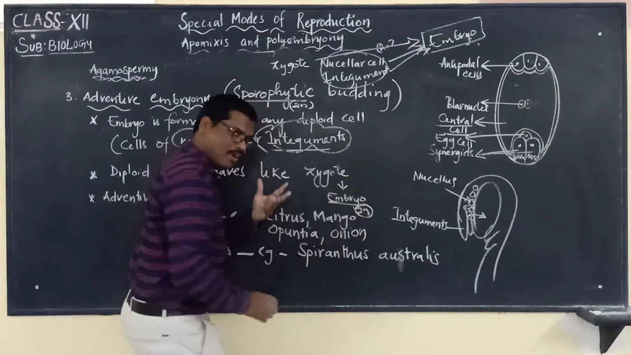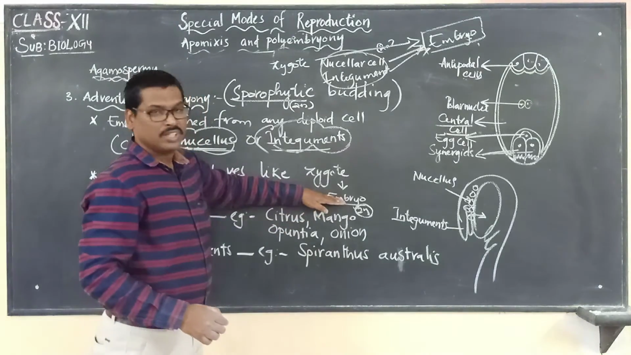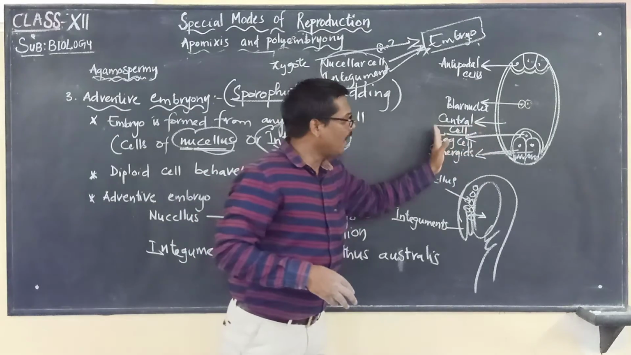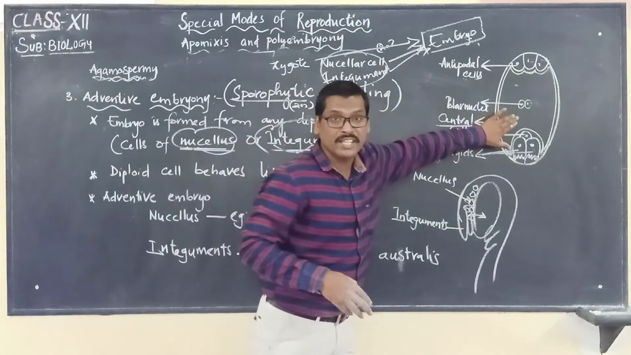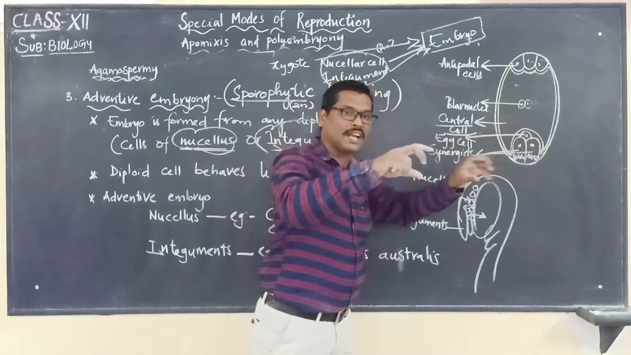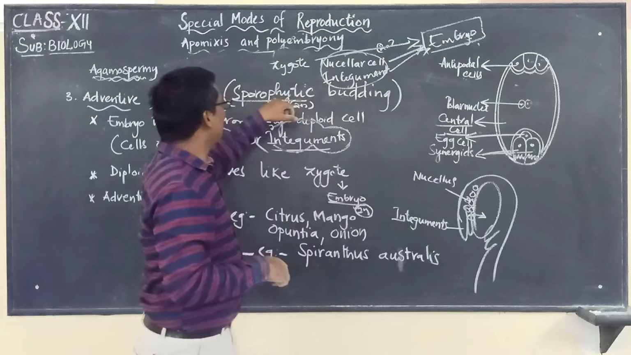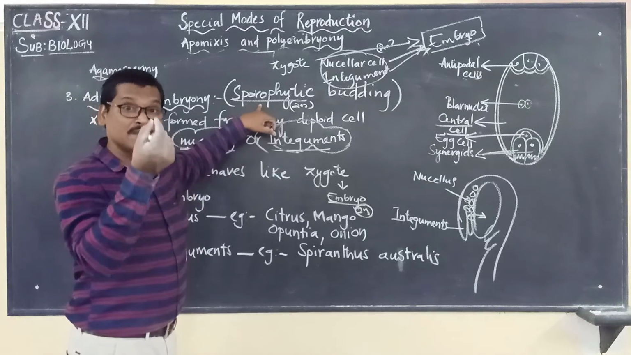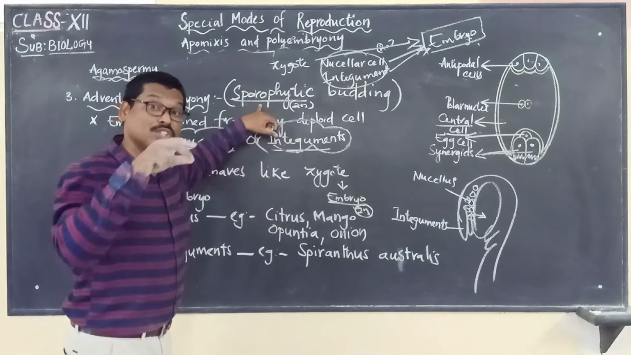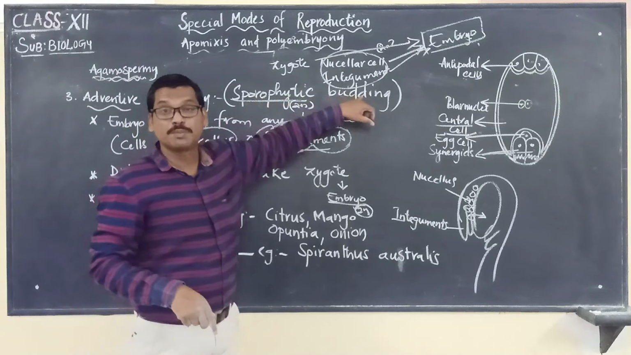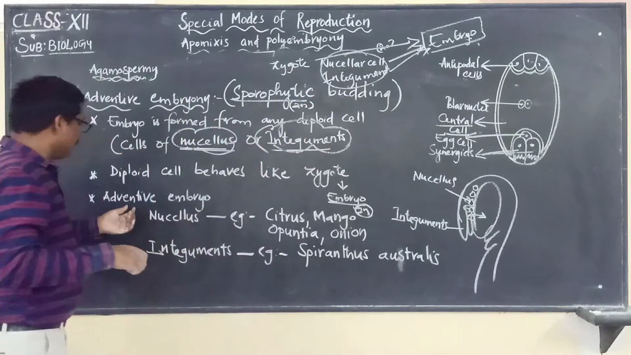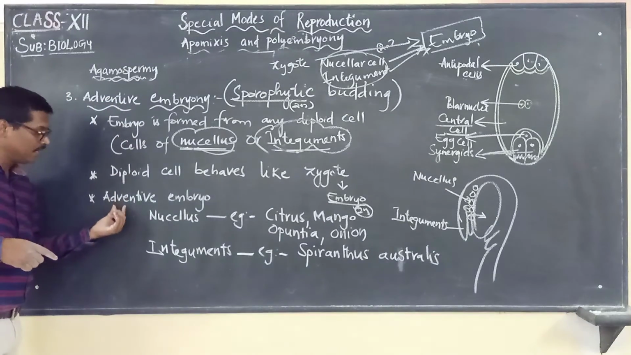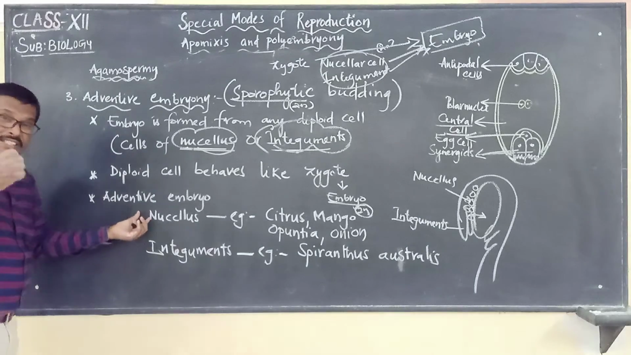So this embryo is now diploid, made up of diploid cells only. But all the way, the embryo is formed from the nucellus or integuments outside the embryo sac, and this embryo is pushed inside into the embryo sac. Because it is pushed like a small bud inside into the embryo sac, we call it sporophytic budding. So when the embryo is formed outside the embryo sac and pushed inside, we call it sporophytic budding.